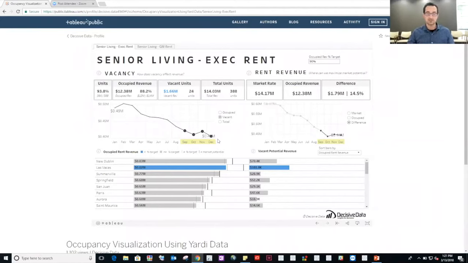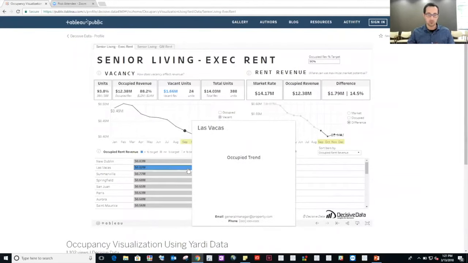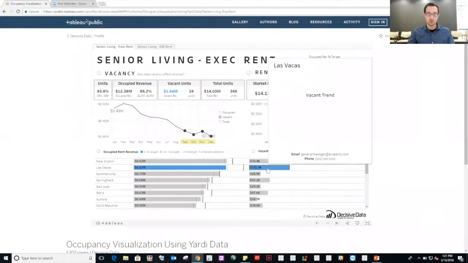We can see that the Las Vacas community in this lower bar chart has the most revenue opportunity, specifically as we move to this bar on the far right side. In the last 4 months, the Las Vacas community has about $100,000 of revenue associated with vacant units. Tessa, more likely than not, will want to see this in a bit more detail, and she can do so by hovering over this bar and seeing how the vacancy trend looks for Las Vacas over time. She also has access to some of the other key measures, including the market rate, the actual rate, and the difference between those two.